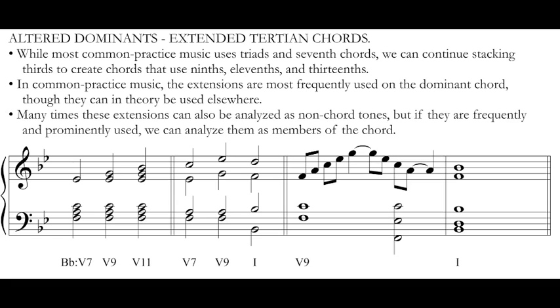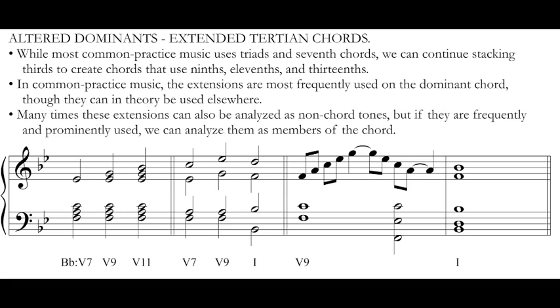In common practice music, the extensions are most frequently used on the dominant chord. The most common extended chords we find in common practice music are on 5 chords, though they can in theory be used elsewhere. We can find ninth chords on the tonic or on the 4 chord or in other places as well. Many times these extensions can also be analyzed as non-chord tones, but if they're used frequently and prominently, it sometimes makes sense to analyze them as members of a chord.